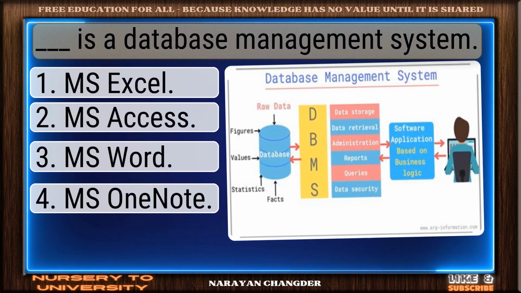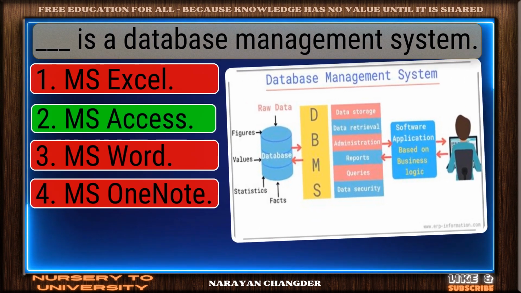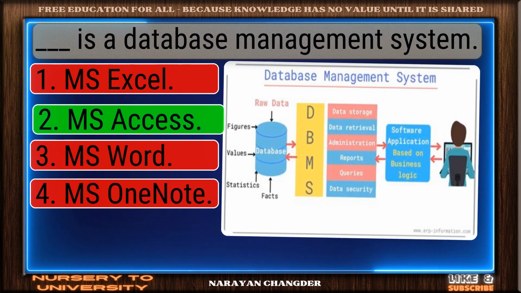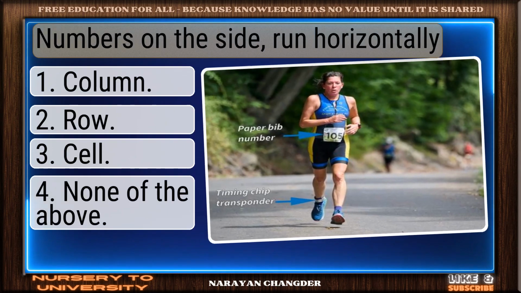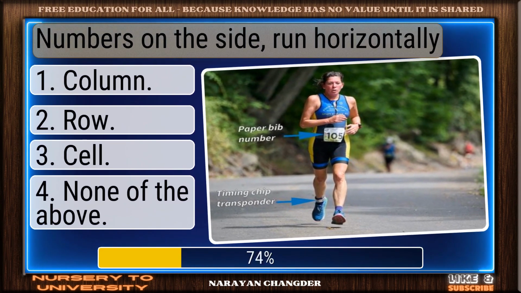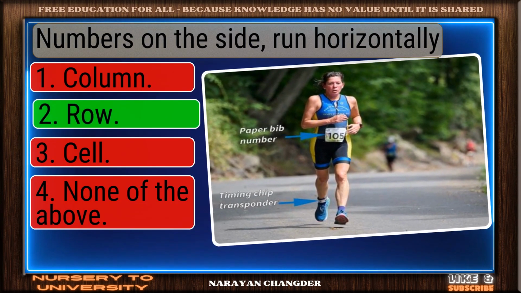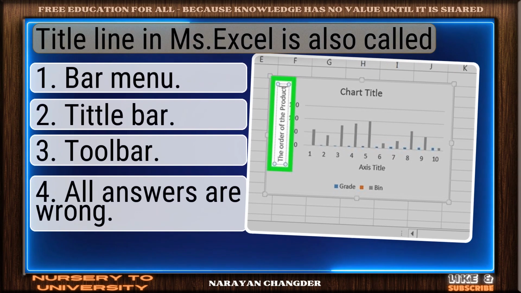Dash is a database management system. Clear logic. Your choice MS Access is sound and 100% true. Numbers on the side run horizontally. You chose row, and it is correct. Title line in MS Excel is also called.